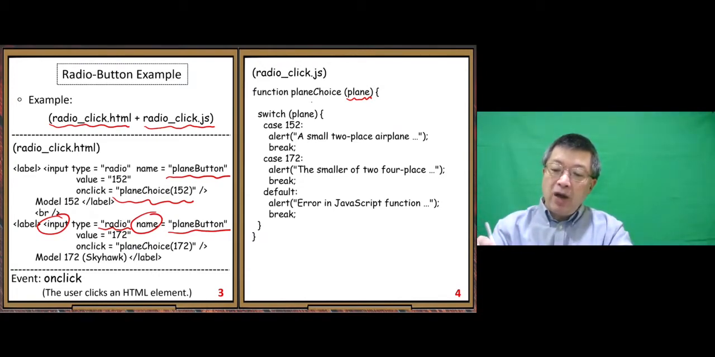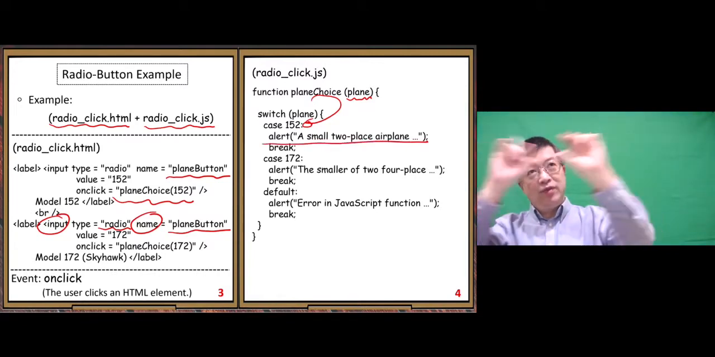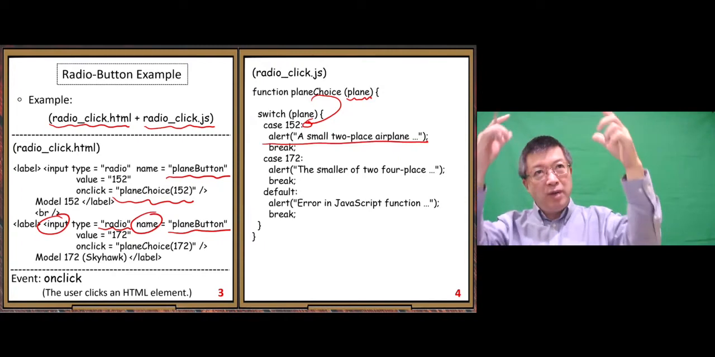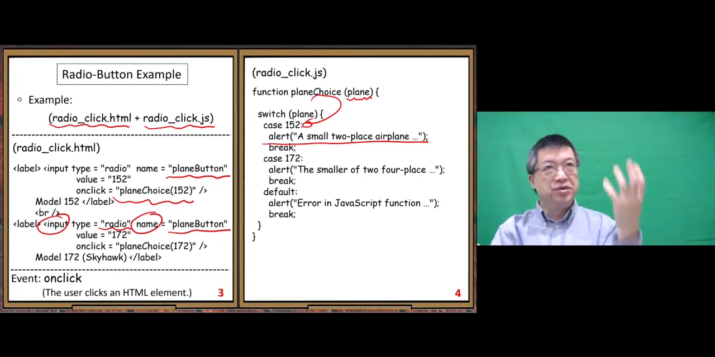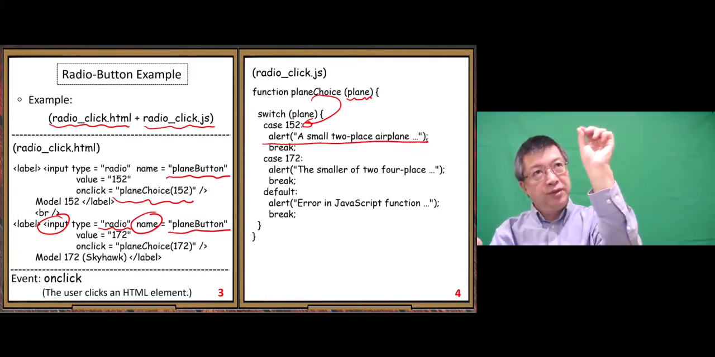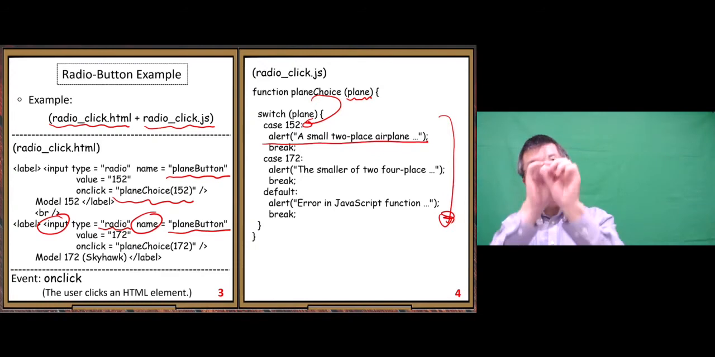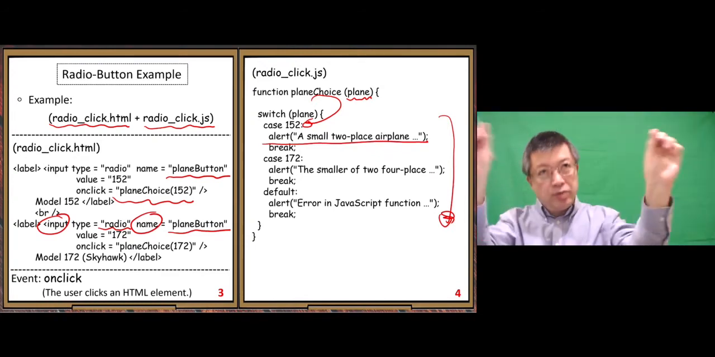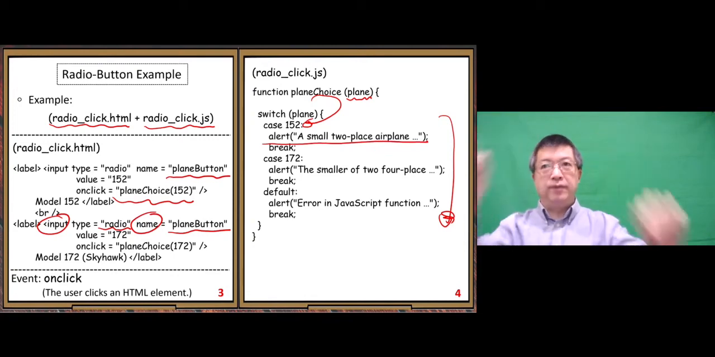When the plain variable value takes 152, alert. Remember, that alert window pops up and displays a message in the window. You tell your user some information, and the user clicks the OK button to dismiss it. All right. For each of the remaining radio buttons, there is a special message in that alert window.